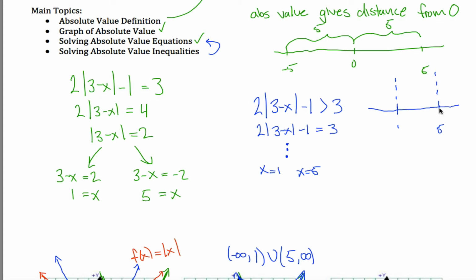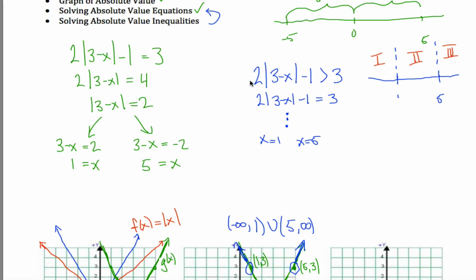And then with these two solutions, maybe you'll notice that that divides your number line up into 3 different regions. Everything to the left of 1 here, everything to the right of 5, and then everything in between the two of them. I'll call those regions 1, 2, and 3. And the way I'll figure out whether I have solutions here is by testing the regions.